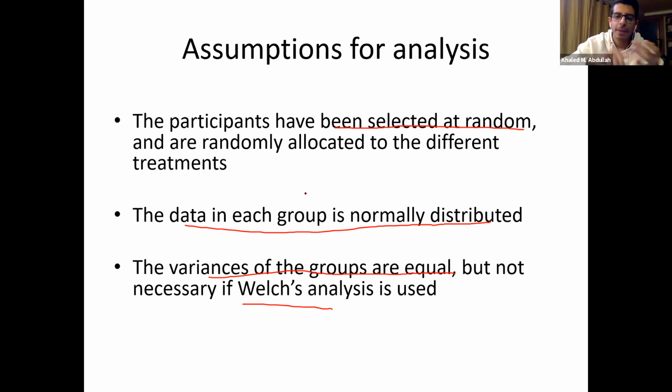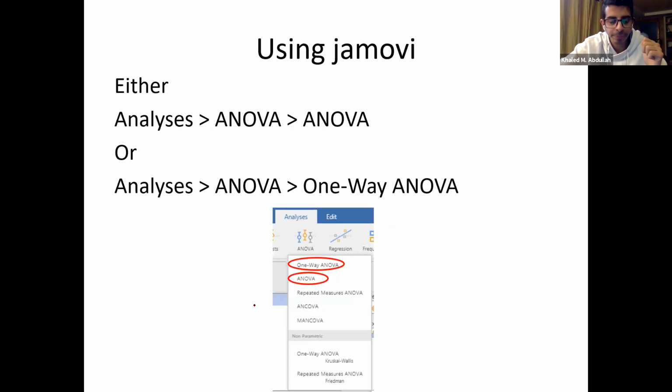They have to be random. They have to have equal variances. They have to have normal distribution. But just know that if the variances were not equal, just use Welch analysis. Just memorize that, just for the sake of your exam. There's no real understanding behind it.